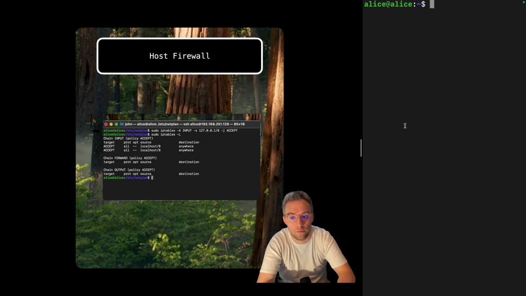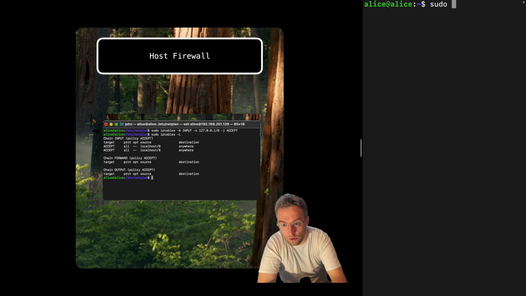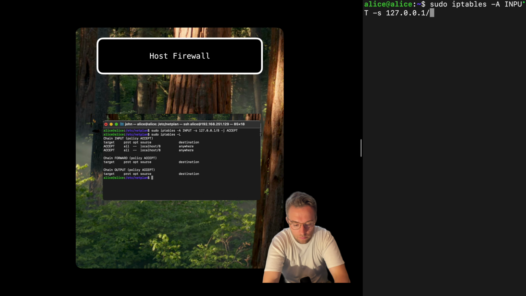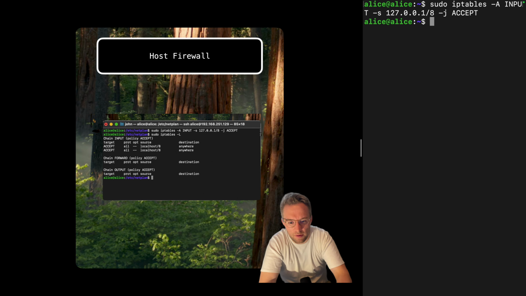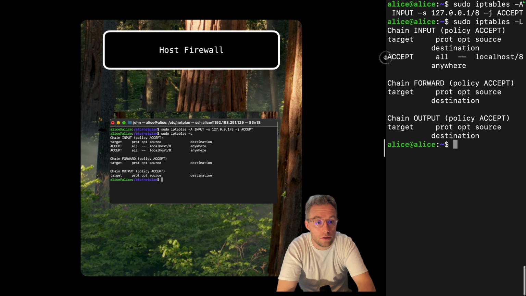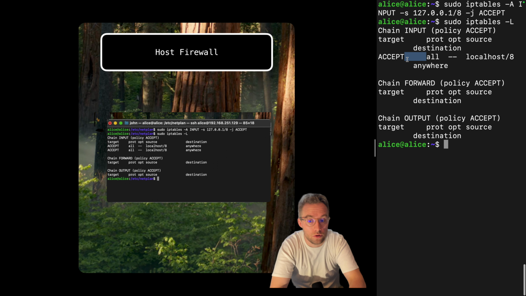So as you saw before, we can configure sudo iptables here, iptables -A INPUT -s, and then we say we only want localhost, -j ACCEPT. So now we have applied a firewall rule, and then we can look into the firewall rule here, and we should see that we accept all input connections from the localhost.